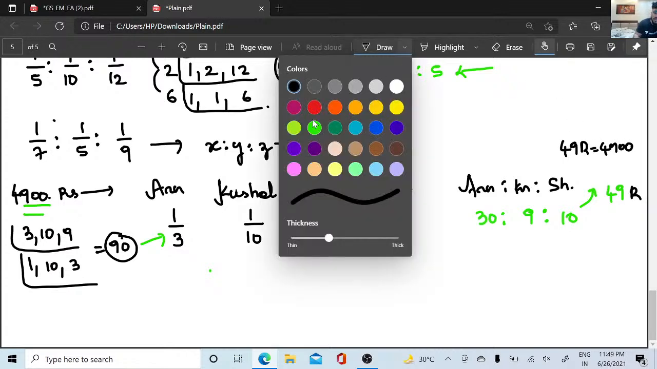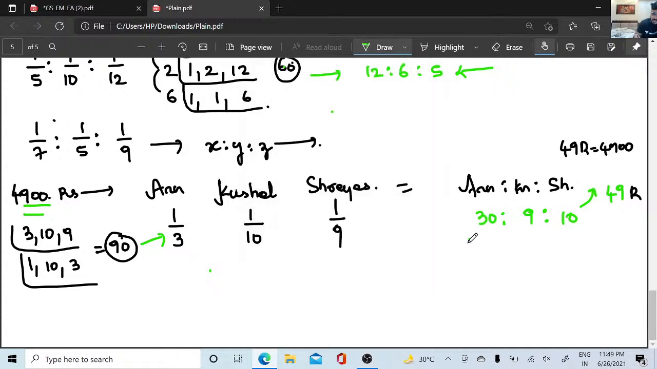So how much will Anurag get here? Anurag will be getting 3,000 rupees. Kushal will be getting 900 rupees. Shreyas will be getting 1,000 rupees.